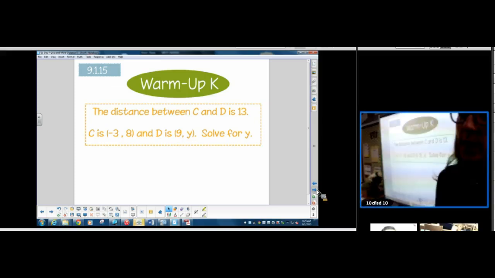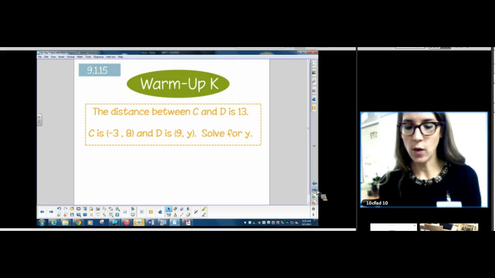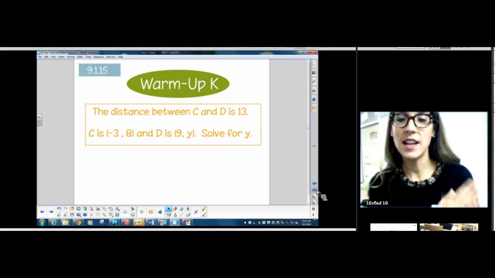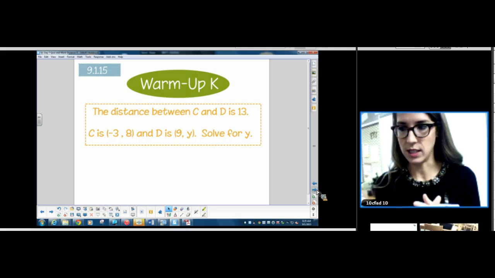The distance between point C and point D is 13. C is (-3, 8) and D is (9, y). Solve for y. So yesterday we learned the distance formula, and you practiced it in your homework. Yesterday's homework was very, very, very important practice. It had Pythagorean theorem, one-dimensional distance and two-dimensional distance on it.